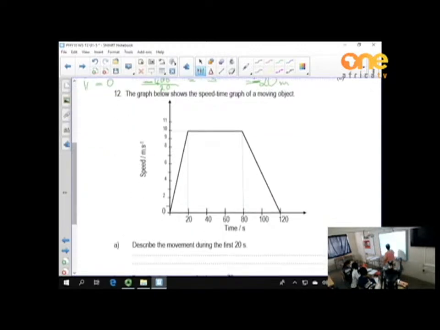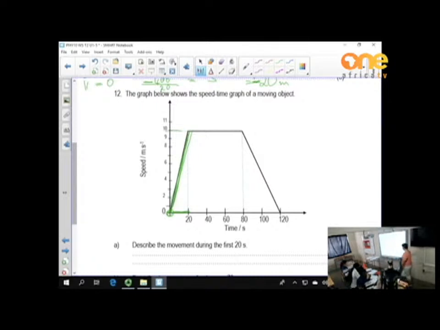Number 12, the graph below shows the speed time graph of a moving object. Describe the movement during the first 20 seconds. Well, a speed time graph, if the line has a gradient, what does it mean? Constant velocity or constant acceleration? Constant acceleration. So we can say the object starts from rest and accelerates constantly for 20 seconds to reach a speed of 10 meters per second.